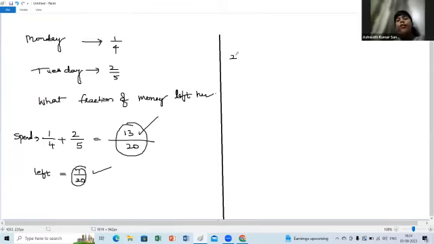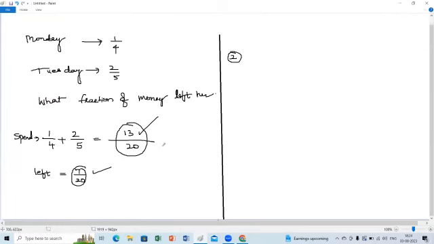Ma'am, how did you get 7 by 20? Yes, 7 by 20 is the absolutely correct answer. Who got it? Anvit, long back, the first correct answer given by a student. Very good, Anvit. And my question is here.